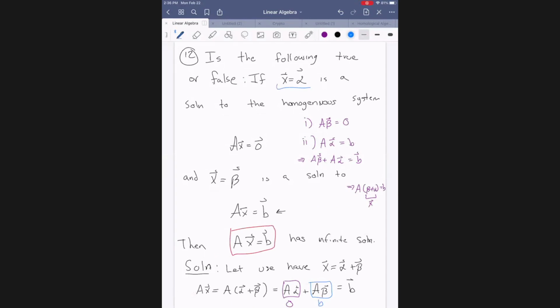If x equals alpha is a solution to this, that means if I plug in alpha, I get 0 as a result. That doesn't mean that alpha is 0. It just means that whatever that vector is, you don't know what that vector is. It can be non-zero, it can be 0, or whatever. All I know is that if I plug it in, it gives me 0, right?